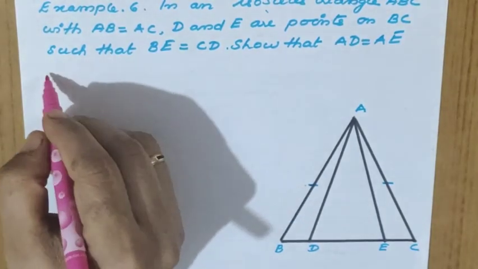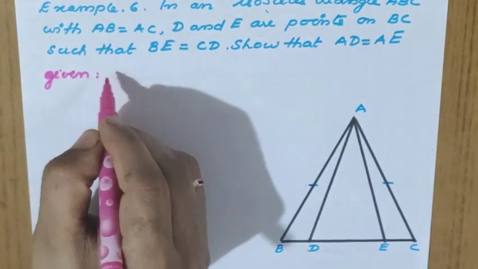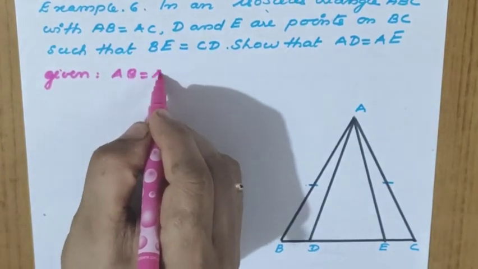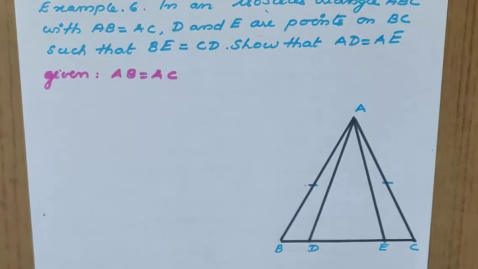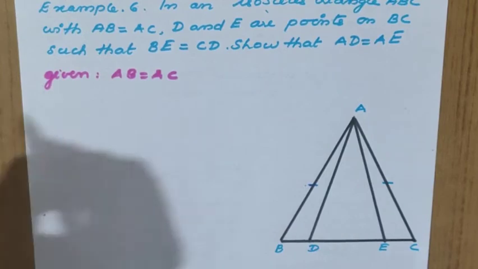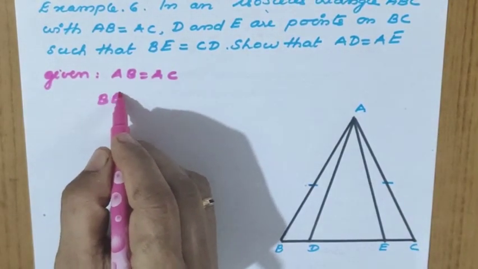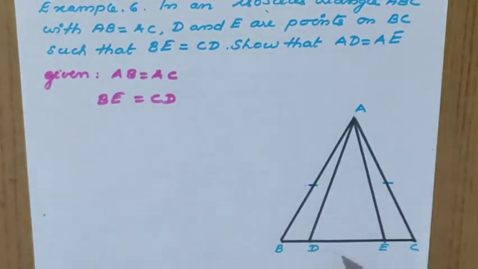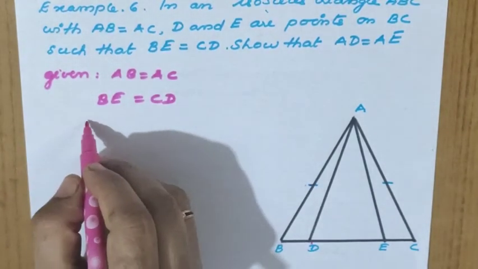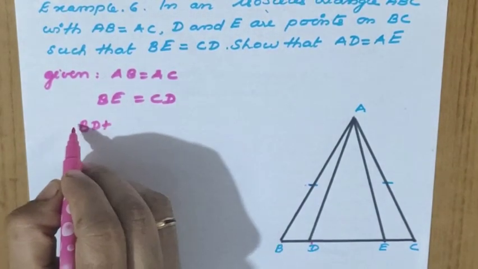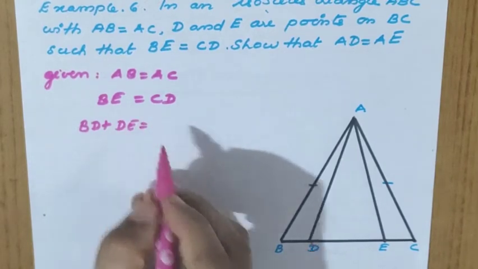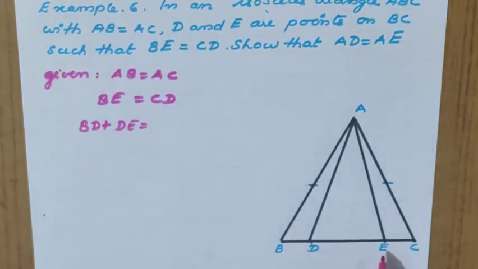Now what is given in the question? It is an isosceles triangle. AB equal to AC is also given. What is the next criteria we can use? Here it is already given that BE equal to CD. So we already plan to take triangle ADB. So E is extra here. We need it to come as BD. So from the figure BE can be written as BD plus DE. Similarly, CD can be written as CE plus DE.